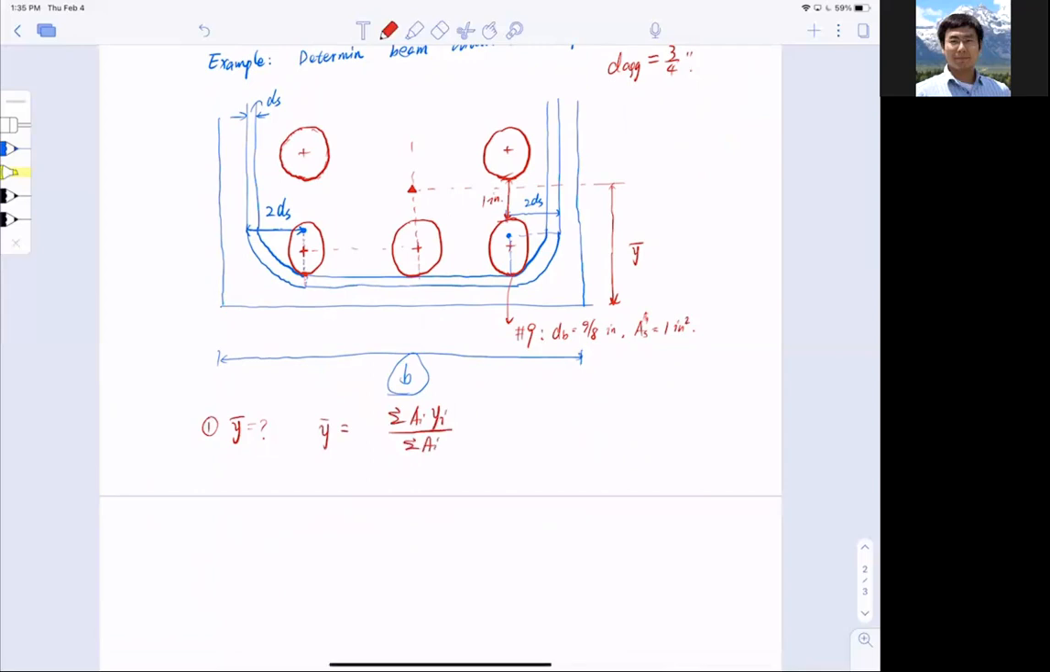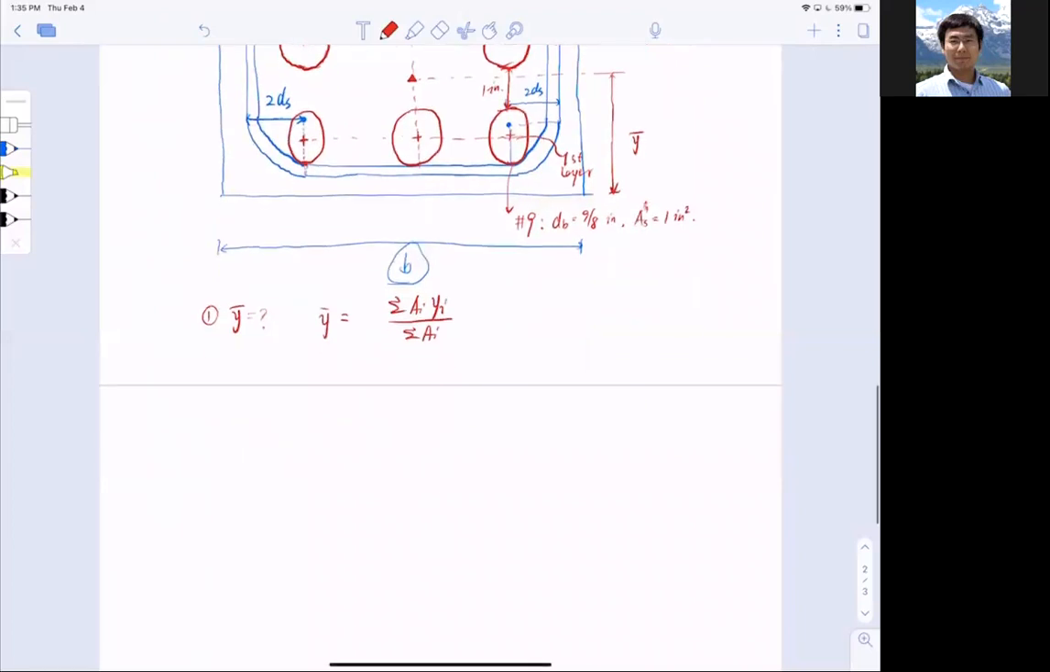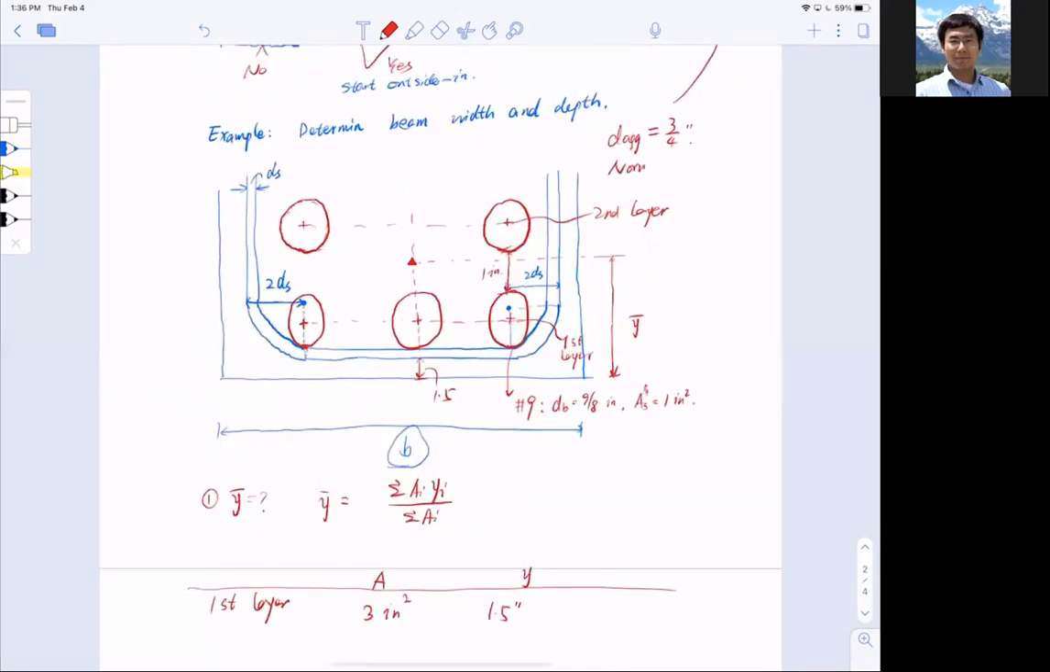So if this is layer 1, the first layer, and this is the second layer, I'm going to make a small table here. The first layer, which is at the bottom here, has an area equal to 3 inches squared, so 3 number 9 bars. The distance y equals 1.5 inch. So wait a minute, Bob, where's the 1.5 coming from? 1.5 is the clear cover right here. Assume normal exposure.